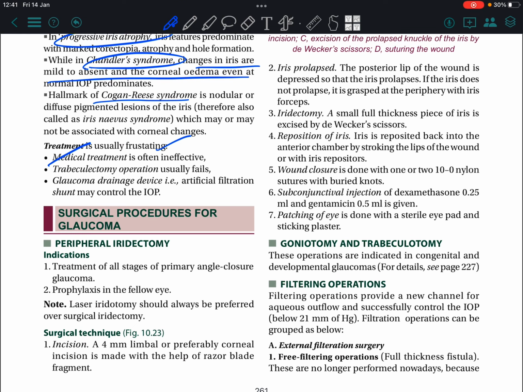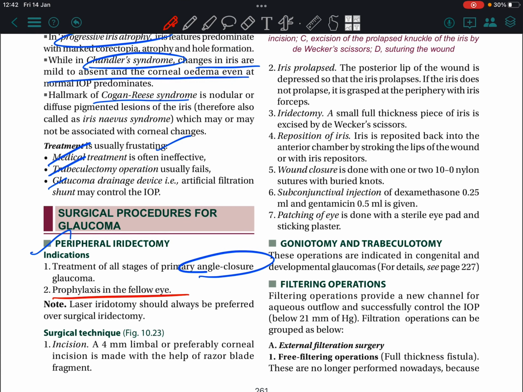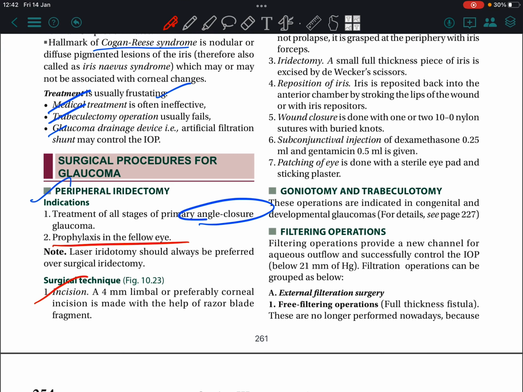Treatment is usually frustrating: medical treatment, trabeculectomy, glaucoma drainage device. Surgical procedure: peripheral iridectomy. Indications: treatment of all stages of primary angle-closure glaucoma and prophylaxis of the fellow eye. Surgical technique: incision, a 4 mm limbal or preferably corneal incision made with the help of a razor blade fragment.